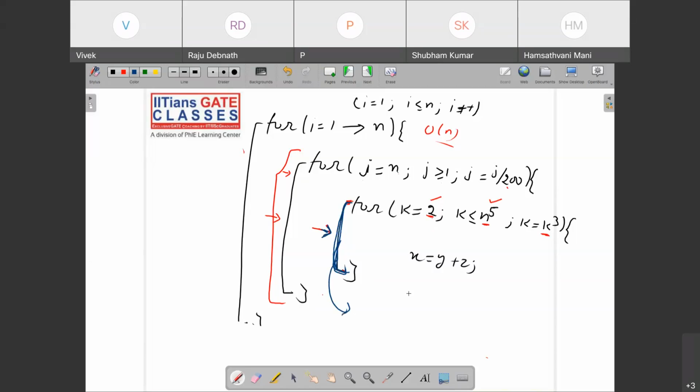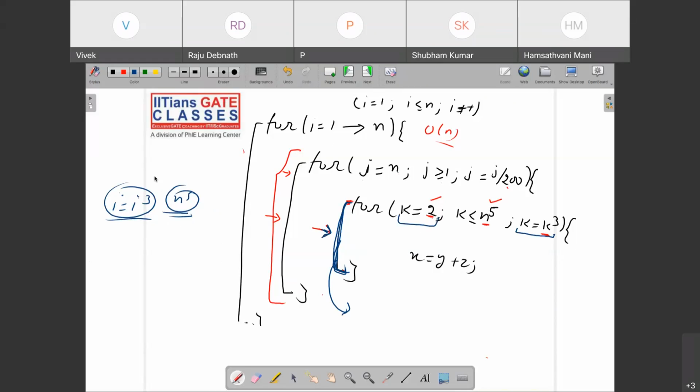So at each step, we are increasing the value of k by k raised to power 3. It's like i equal to i raised to power 3, right? But our target is not n here. Our target is n raised to power 5 here. And the initial value of k is 2. So it's log 3, log 2, n.